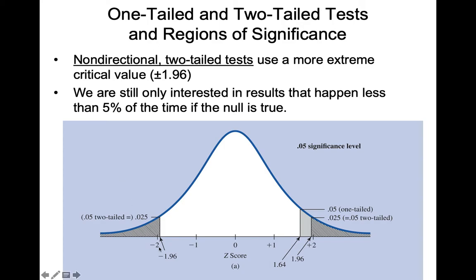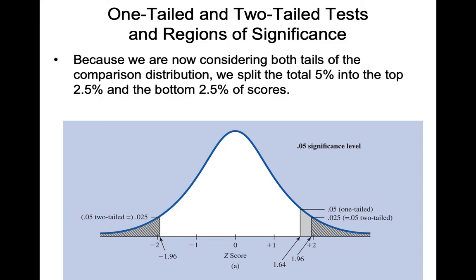So what we see is that a z-score of negative 1.96 and positive 1.96 cuts the distribution and is associated with the lower 2.5% of scores and the upper 2.5% of scores. Because we're considering both tails of the distribution, we have to split that total 5% into the top 2.5% and the bottom 2.5% of scores. Together, that sums up to 0.05, so that's associated with our 5% significance level.